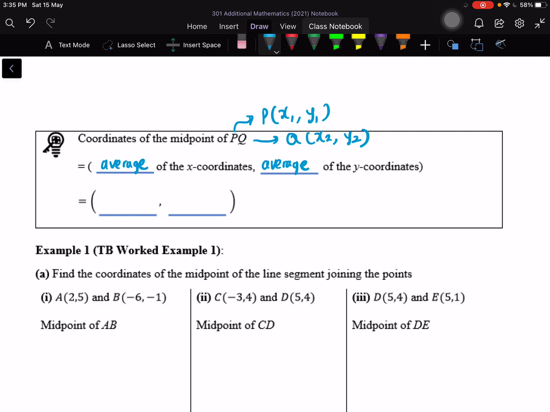So how can we find the average? You take the first x coordinate plus the second x coordinate and you divide by 2 to find the average. Similarly for the y coordinates, you add them up and then you divide by 2. Okay, so this is the formula to find the coordinates of the midpoint.